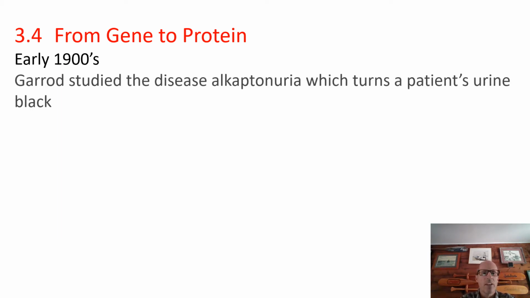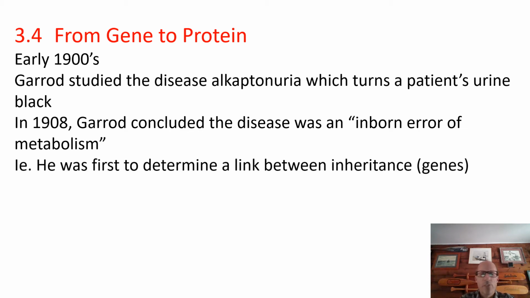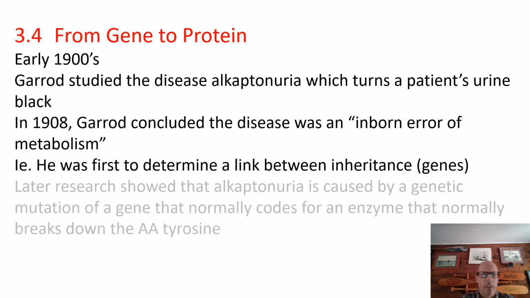Well, in the early 1900s, a scientist by the name of Garrod actually studied a disease, alkaptonuria, and this disease was interesting because it turned the patient's urine black. And after studying numerous patients, Garrod figured out that many patients with this disease all had the black urine, and that is a phenotype. And he started wondering if there was a gene that was in charge of causing this change in the protein. And of course, that was the very first time that the link between genes and proteins was made, and the whole idea of inheritance became a reality.